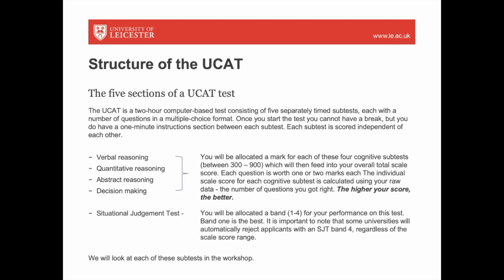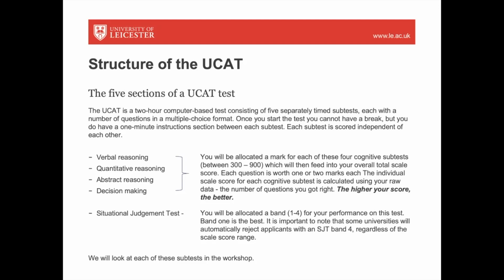For the first 4, you're going to be allocated a mark between 300 and 900, which is then going to be added up together to feed into your total score. For the situational judgment test, you're going to be allocated a band, with band 1 being the highest score and band 4 being the lowest score. It is important to note that some universities will automatically reject applicants with a situational judgment test of band 4.